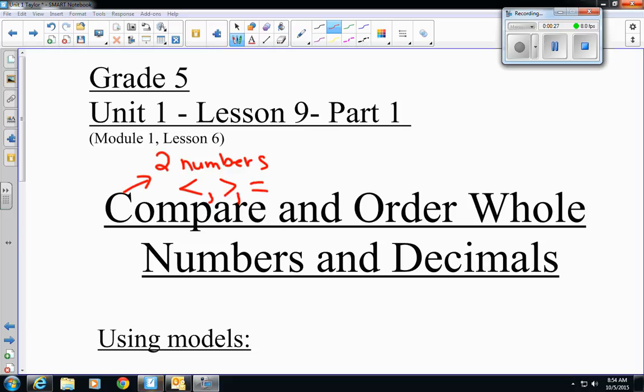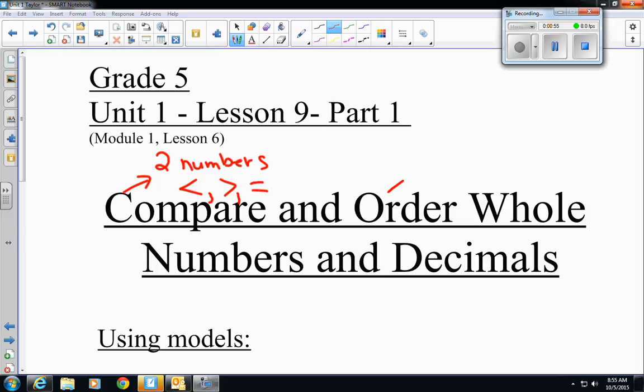So put that little line on the comparing kind of off to the side and say when I am comparing numbers, usually I have two numbers. Sometimes I can do more because you can do a string, but usually I have two numbers and I am deciding are they less than, greater than, or equal to each other. Okay.